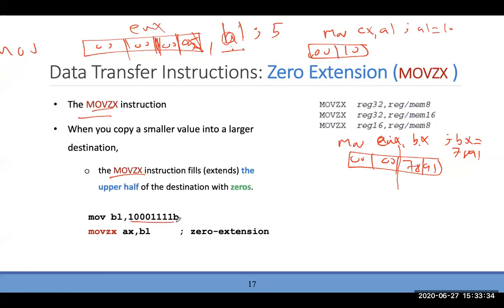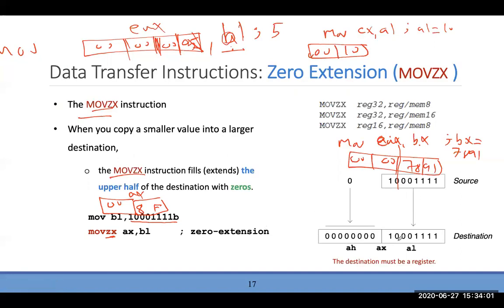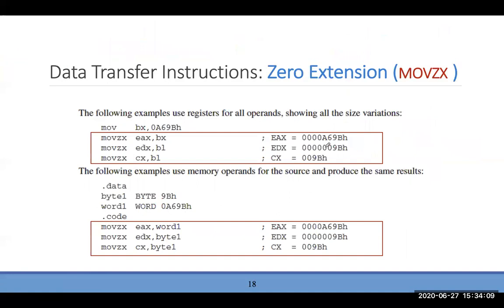So if BL is this number, this is F, right? I think now you're very comfortable with the binary numbers, and this is 8, right? If you do this, it's going to add this to the first byte of AX, and the second byte of AX is going to be filled with what? 0, because this is MOVZX, always extend with zeros. So it's going to extend the other byte, which is AH, with a group of zeros. All right, this is a very interesting exercise that you can play with.